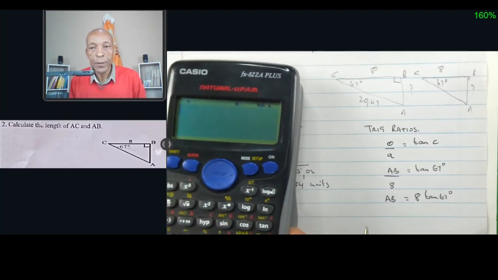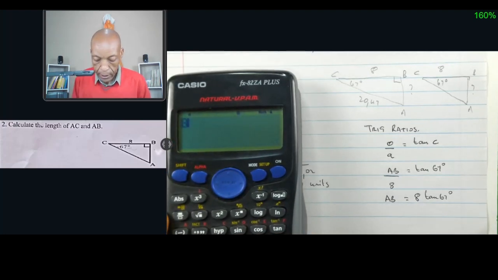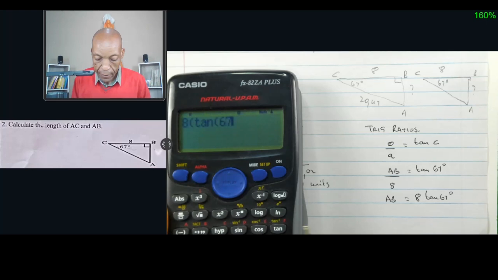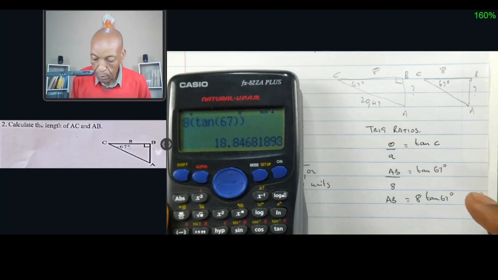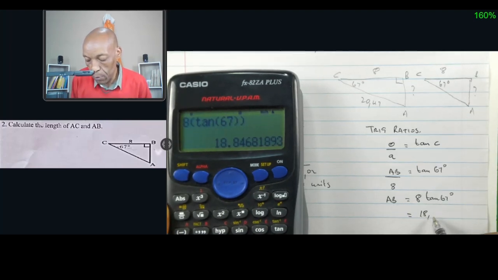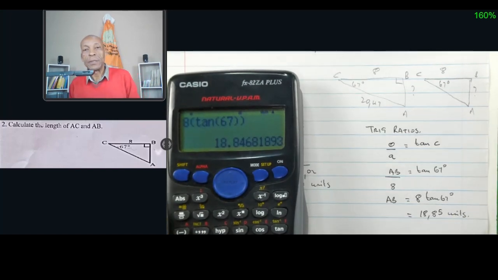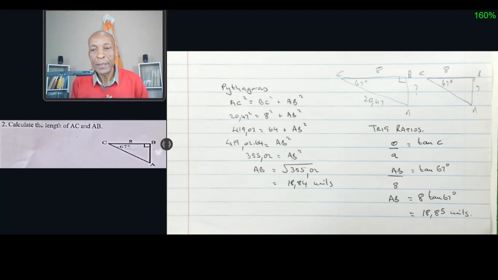Okay, let's go to our calculator. We have 8 times, we can also put it in brackets, tan 67. Then we must close the bracket because it is multiplying the answer inside the tan, isn't it? Okay, what do we have? We have 18.85 units. Okay, right, it means there is something that I must check. Why do I have 18.84? Okay, don't worry too much about that.